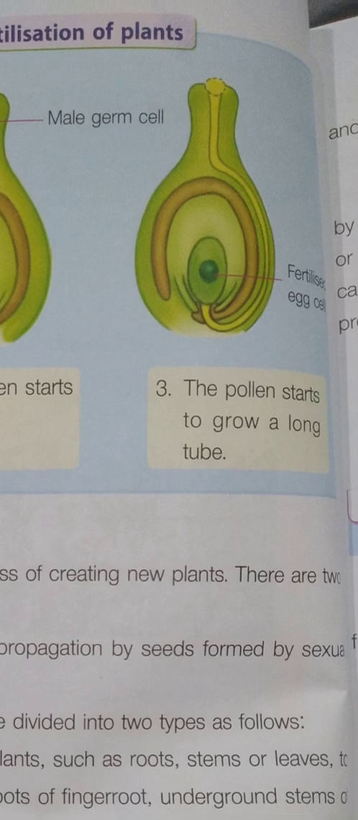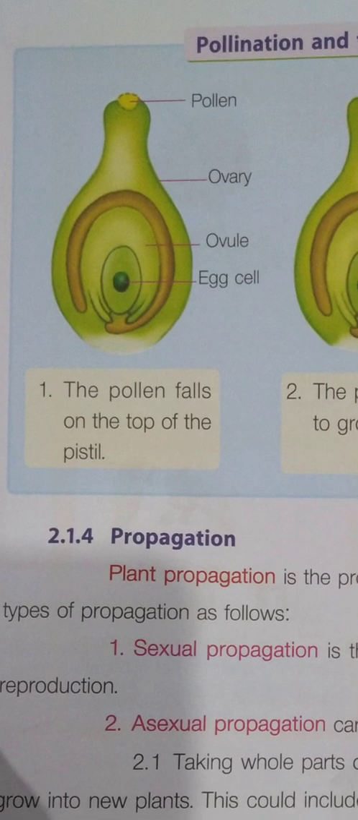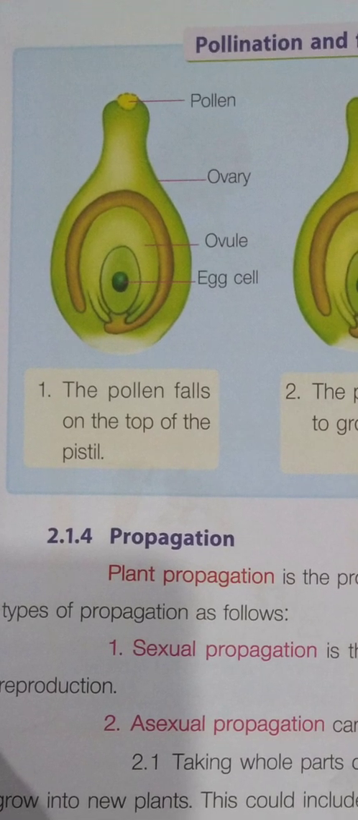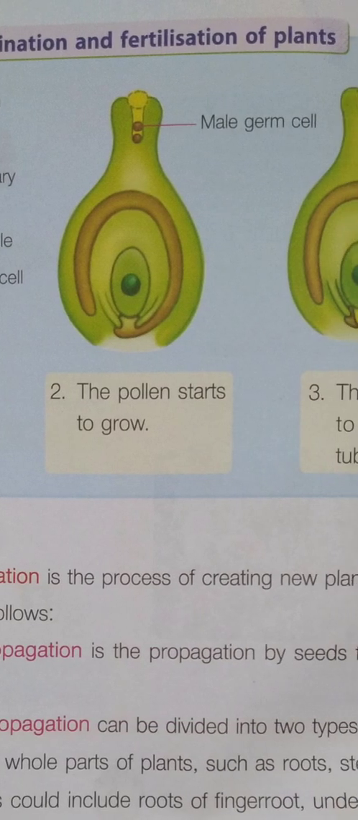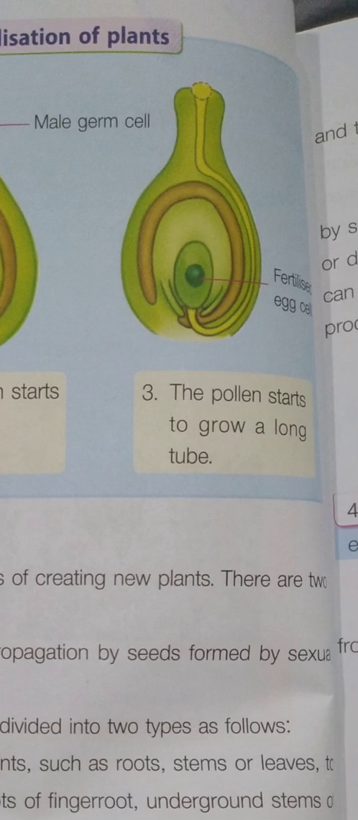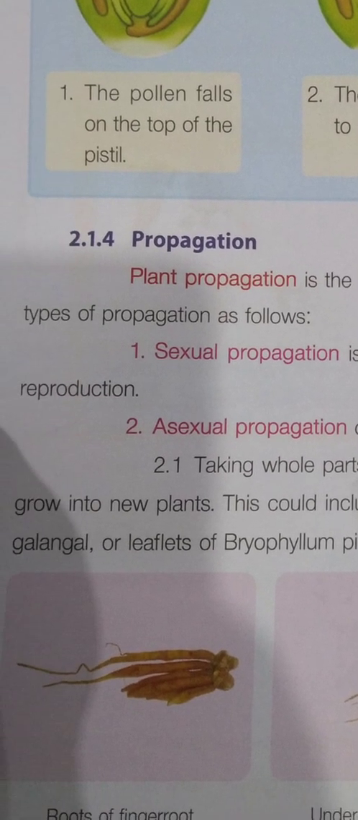Fertilized egg cell. So that's the fertilized egg cell. And here is the pollen, ovary, ovule, and egg cell. This is the egg cell, and this is the male germ cell. Then it will go down. Okay, so that's it.